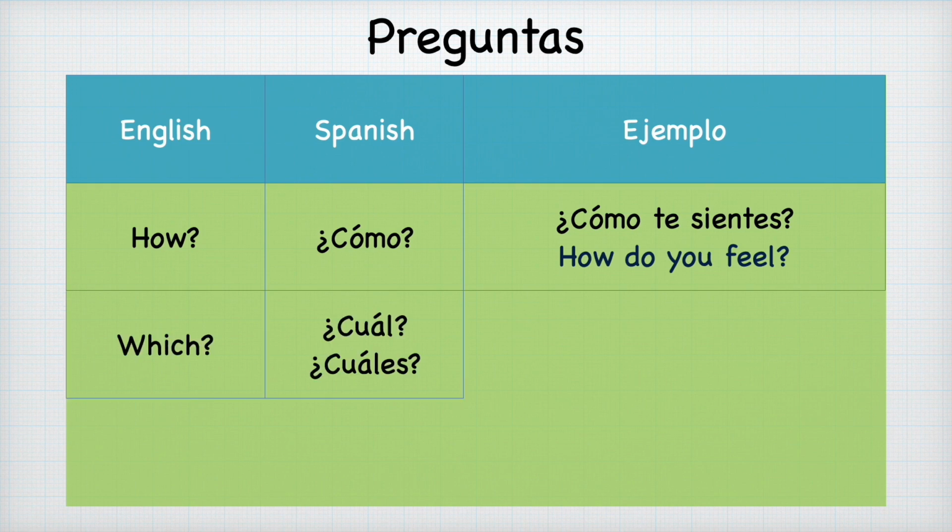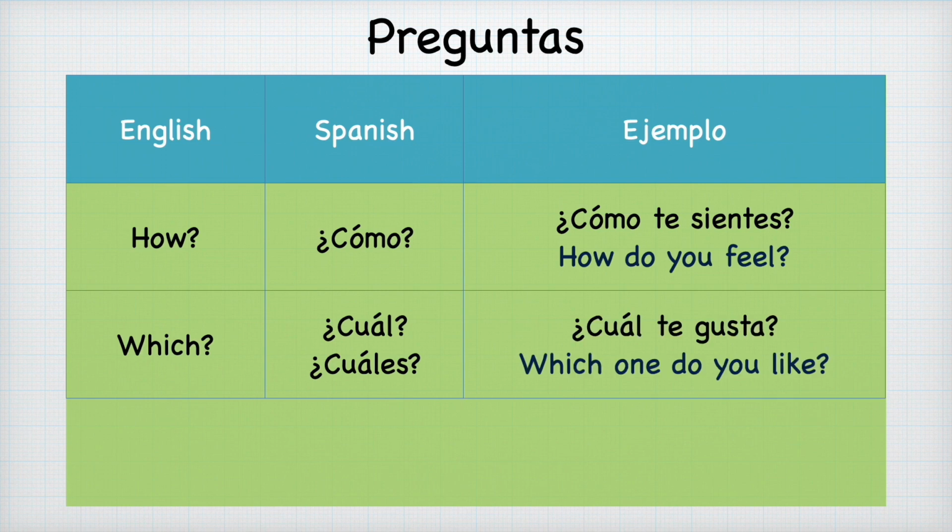Which means cuál. That's used in singular, or cuáles. ¿Cuál te gusta? Which one do you like? If we're going to use the plural one, we would say ¿cuáles te gustan? The verb has to be conjugated. In English, it would mean which ones do you like?